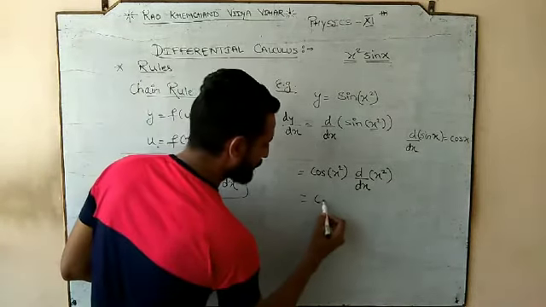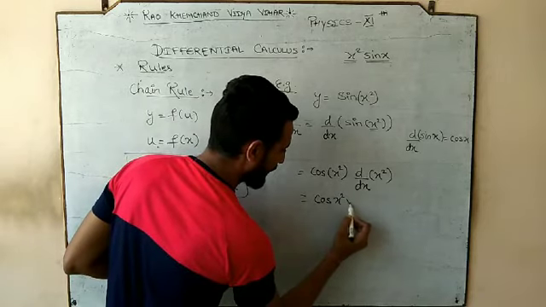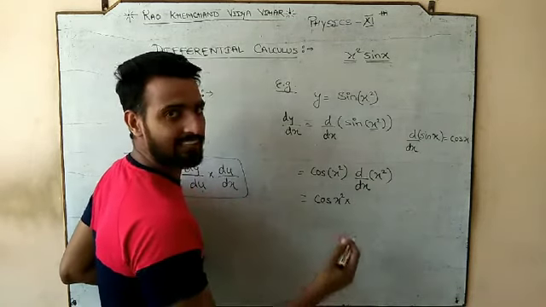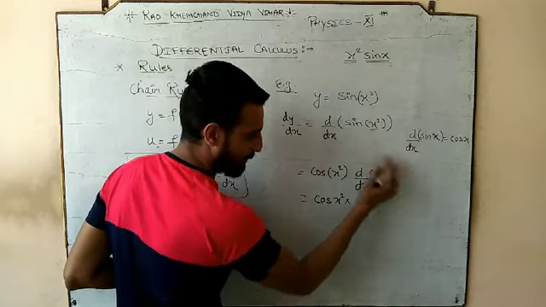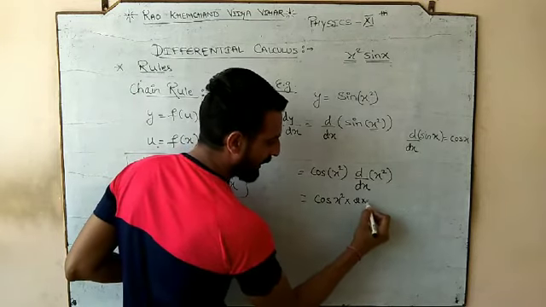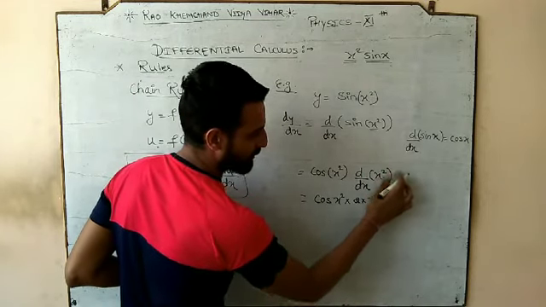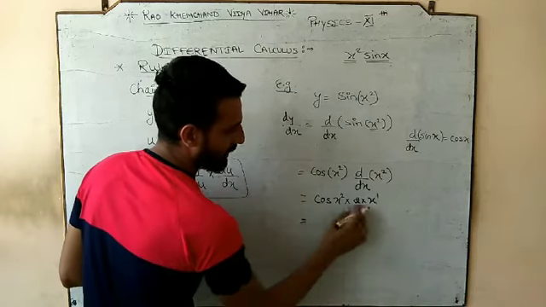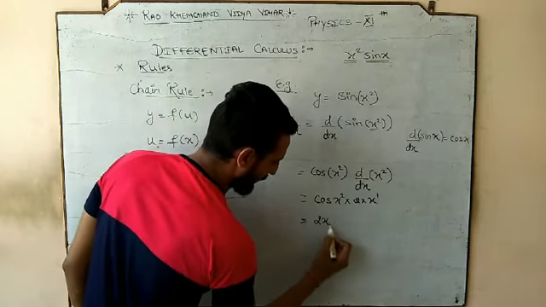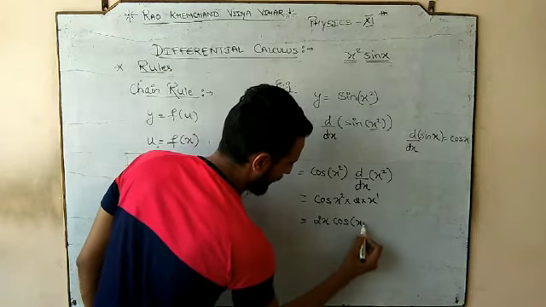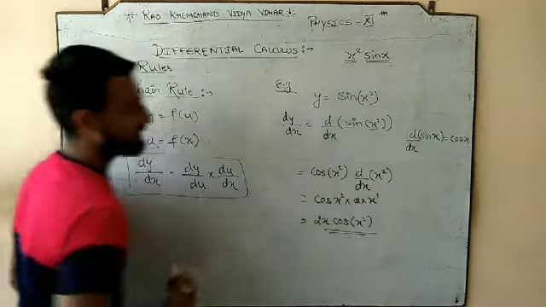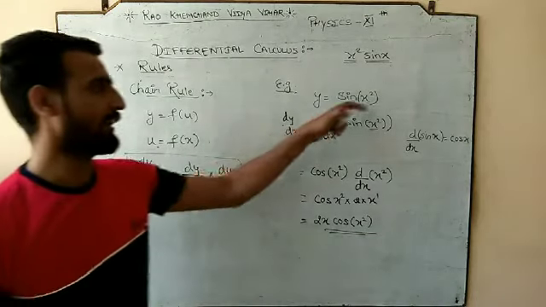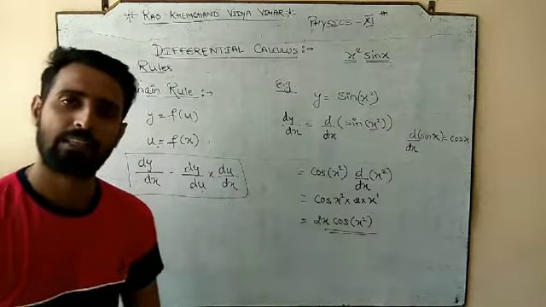And it would become cos x square and the derivative of x power n. How do we solve it? For x power n, the power comes in front and it becomes x power n minus 1, so 2 minus 1 is 1. So what is left? 2 into x, 2x cos x square. This is the differentiation of y equal to sin x square.